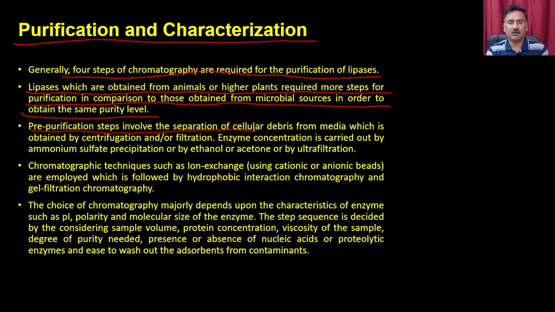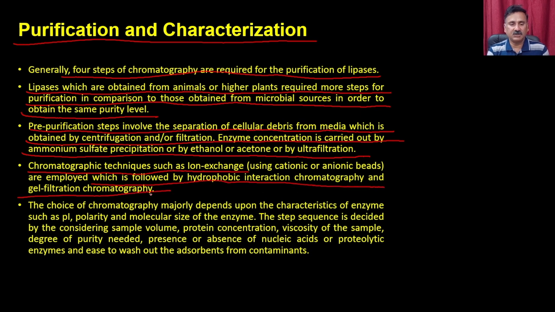Pre-purification steps involve the separation of the cellular debris from the media, which is obtained by centrifugation or filtration. Enzyme concentration is carried out by ammonium sulfate precipitation, or by ethanol or acetone precipitation, or by ultrafiltration. Then chromatographic techniques are used, such as ion exchange, followed by hydrophobic interaction chromatography and gel filtration chromatography.